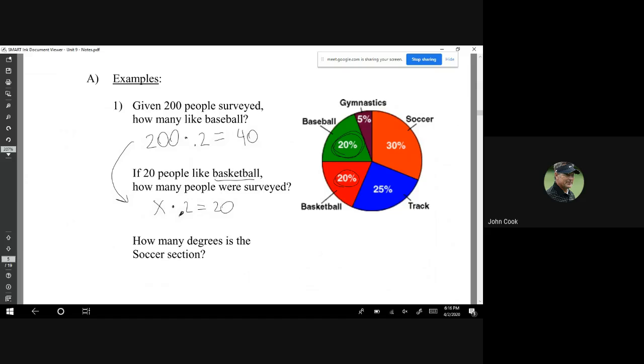So all I got to do is just solve this. If I divide both sides by 0.2, that means that X is going to be equal to 20 over 0.2. And the number that I get for that is, let's see here, 100, if you use your calculator and multiply that out.